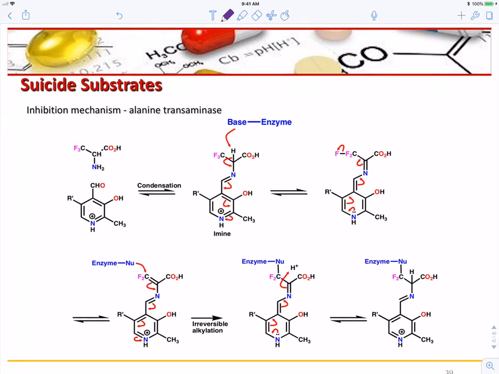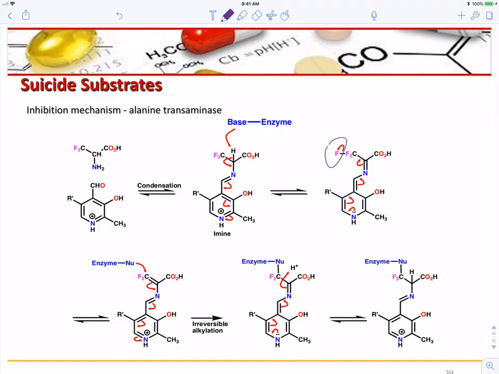So the suicide substrate works very similarly. So the first step, the condensation step, formation of the Schiff base is the same. And then we have the deprotonation step. At this point, though, the intermediate rearranges. And so the difference between trifluoroalanine and alanine is that trifluoroalanine contains a fluorine that can be used as a leaving group.